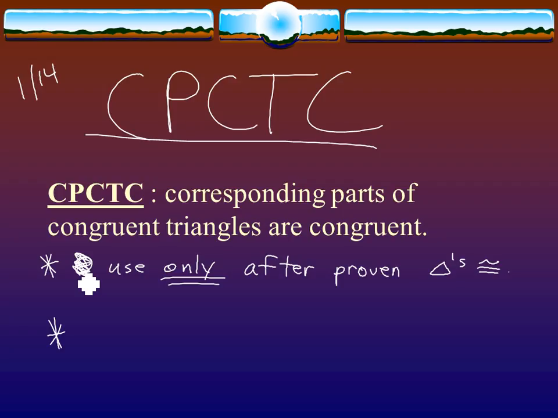So if you're looking at your two-column proof and you don't have in there somewhere that triangles are congruent, you can't use CPCTC. You've got to have said in there somewhere, these triangles are congruent, then it's going to go down to the next thing.